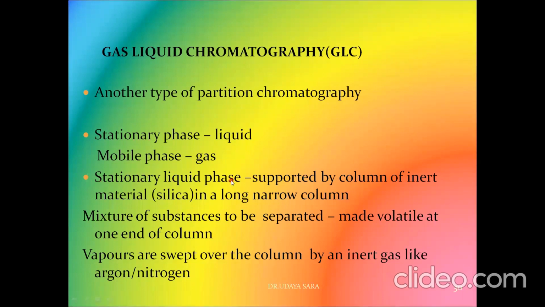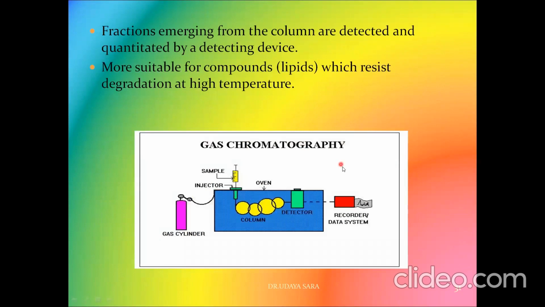In the stationary liquid phase of gas liquid chromatography, they are supported by a column of inert material, silica, in a long narrow column. So the molecular mixture we want to separate is made volatile at one end of the column, and the vapors are swept over by the gaseous mobile phase. We can use gases like argon and nitrogen. The fractions that emerge from the column are detected and quantitated by detecting devices. This type of chromatography is more suitable for compounds like lipids, which resist degradation at higher temperature.